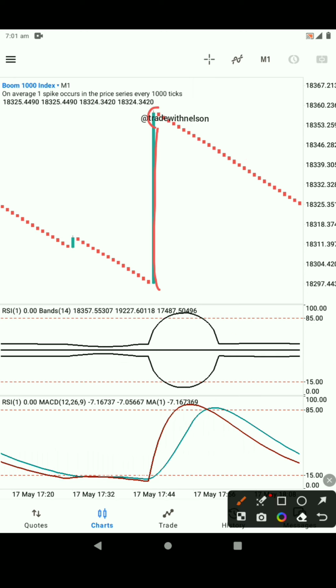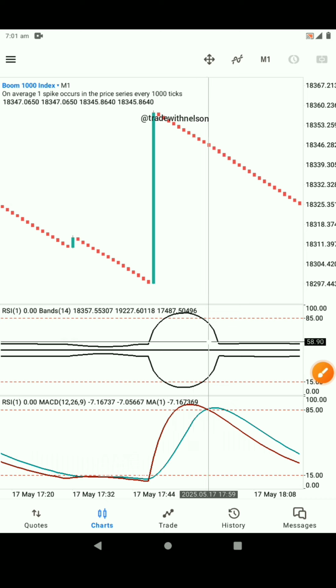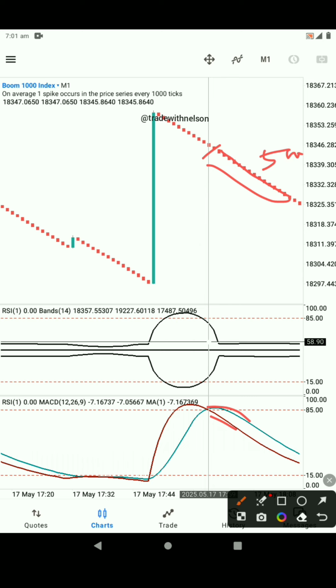You can see this long spike to the upside that pushes the Bollinger Bands into the 85 level, at the same time into the 15 level. Two criteria have been met. Then you wait for the MACD and the moving average to cross each other. You want to see it cross down and they are facing downward. Once you have that, you enter your sell and count your 5 to 10 candles.